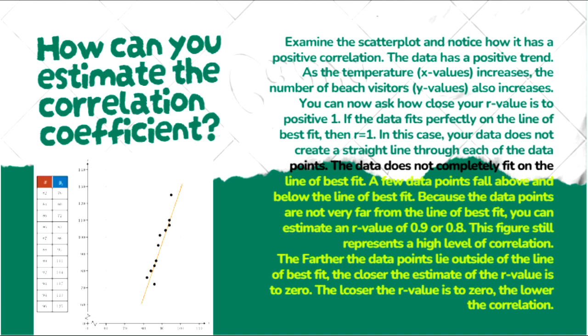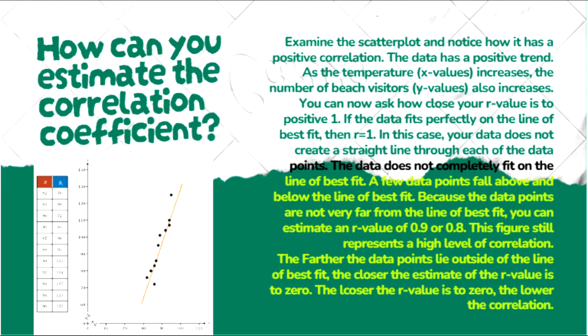Examine the scatter plot and notice how it has a positive correlation. You can see that because it's sloping up from left to right, okay? The data has a positive trend. As the temperature, X values, increases, the number of beach visitors, Y values, also increases.